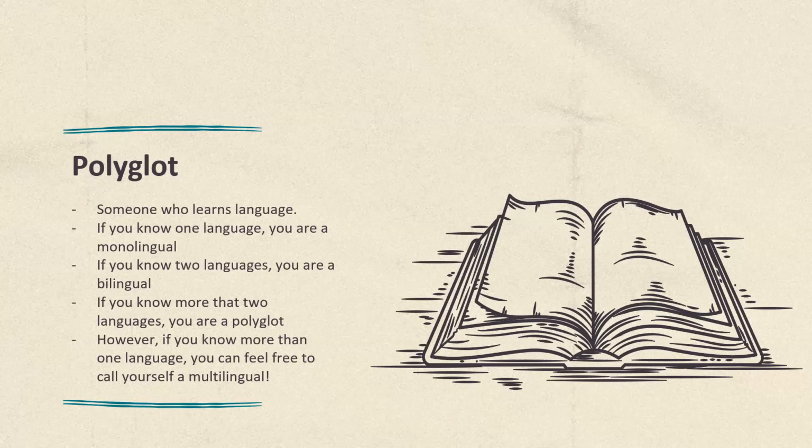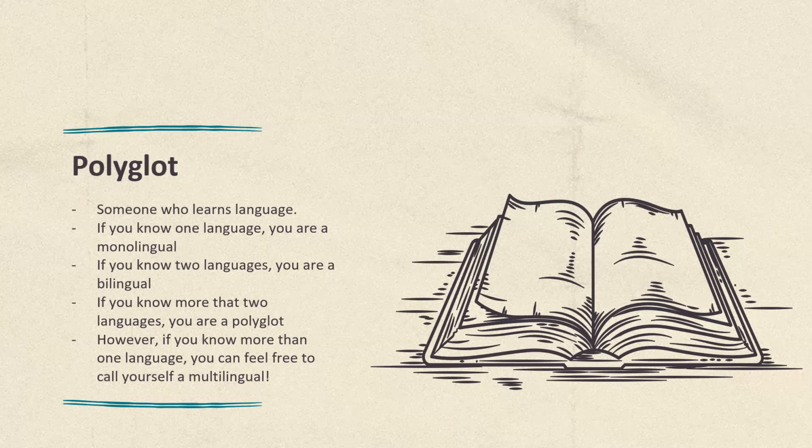If you know one language, right now we have some classifications, so focus on this. If you know one language, you are a monolingual. If you know two languages, you are a bilingual. If you know more than two languages, you are a polyglot. So a polyglot is a person who knows more than two languages. You have to focus on this. This may come in the MCQ questions. Maybe in the true or false, a person who knows three languages is a polyglot. Yes, that's true because he knows more than two languages.